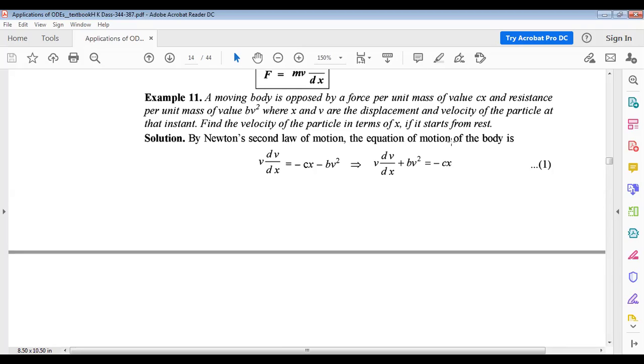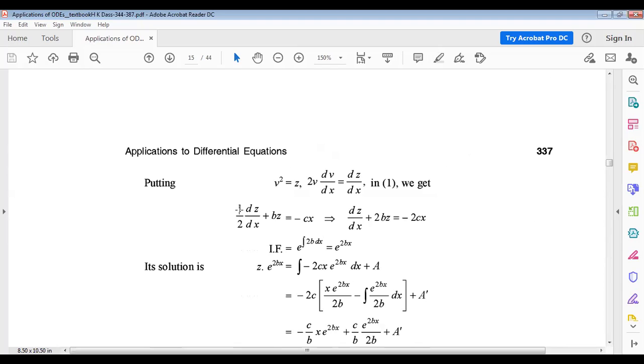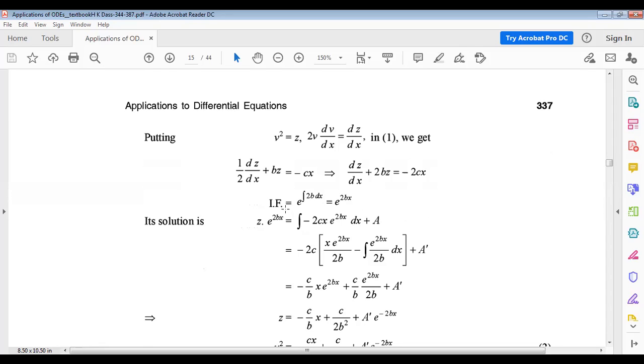By Newton's second law of motion, F equals ma, so v dv by dx equals minus cx minus b v square. This is a differential equation of first order. Taking v square equals z, we can substitute dz by dx here. So v dv by dx becomes 1/2 dz by dx, giving 1/2 dz by dx plus bz equals minus cx. That means this becomes a linear differential equation of first order. Understand? Here z is the dependent variable and x is the independent variable. So the integrating factor will be what?